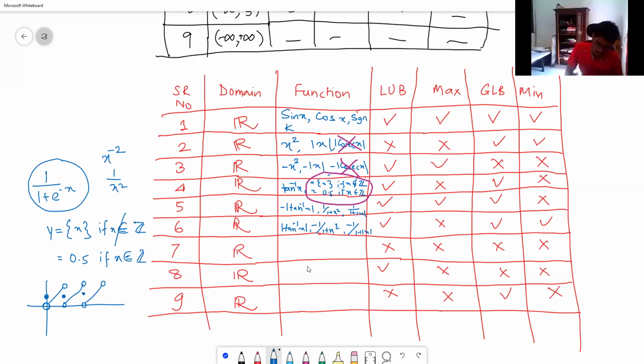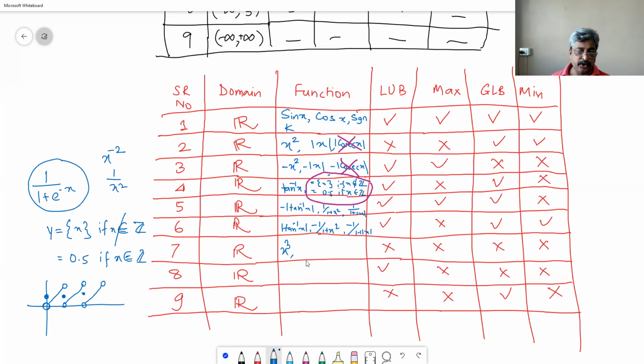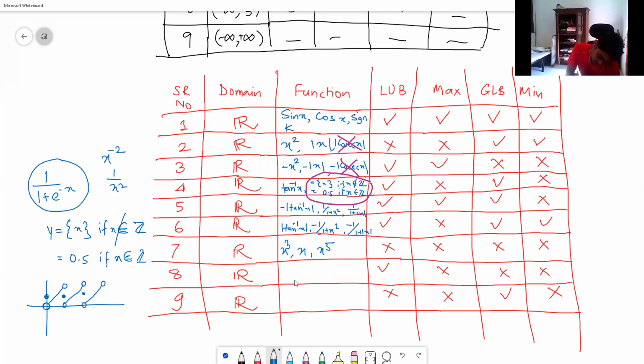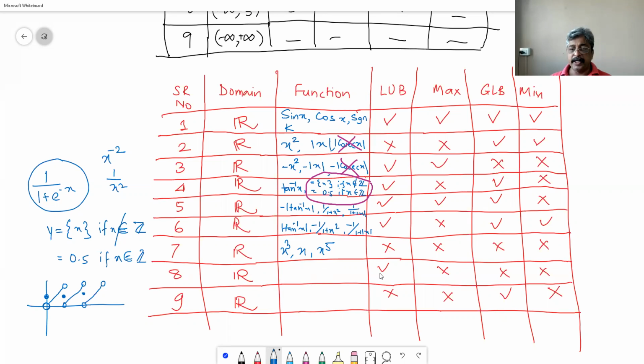Seven, nothing. X cube. Y is equal to x cube, or y is equal to x, or y is equal to x raised to 5. 8. It has LUB, no maximum, no GLB, no minimum.